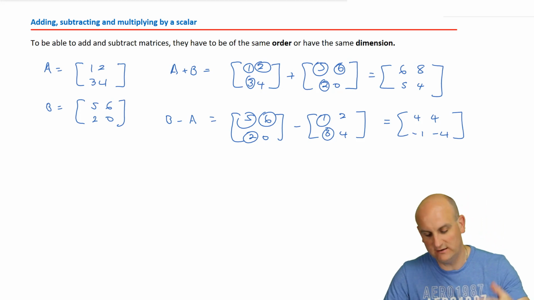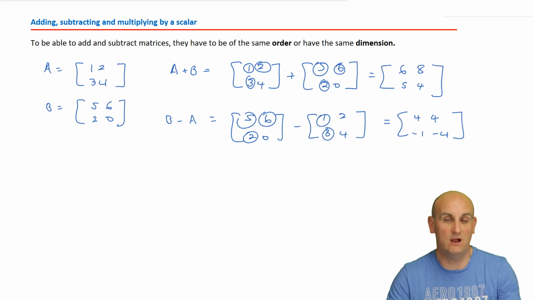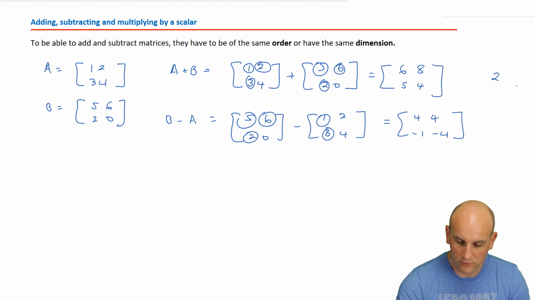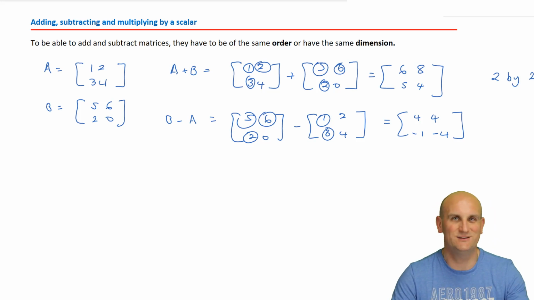Awesome! So adding and subtracting, really useful, but again, you can only do it when the matrices are the same size. You notice in each of these, they were both 2 by 2 matrices. I can't take away a 2 by 1 from a 2 by 2. This doesn't make any sense.